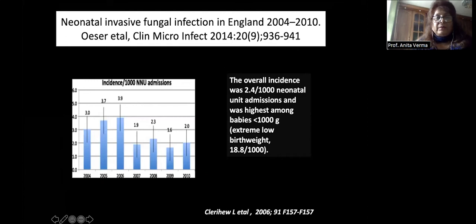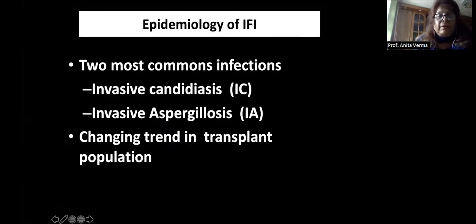This is a surveillance study in the UK to see the incidence of fungal infection, and it varies from 2.4 per thousand neonatal admissions to 18.8, highest being in the low birth weight babies. In the epidemiology of invasive fungal infection, there are two main types: invasive candidiasis and invasive aspergillosis.